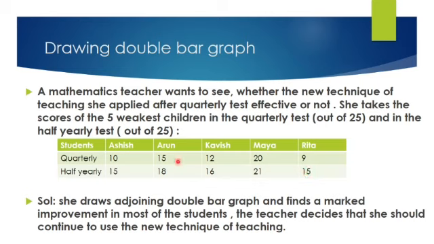Then how can we represent this data on a bar graph? How can we show these 2 sets of data, it means double data, on a bar graph? Then she drew the adjoining double bar graph and found a mark improvement in most of the students. The teacher decided that she should continue to use the new technique of teaching.